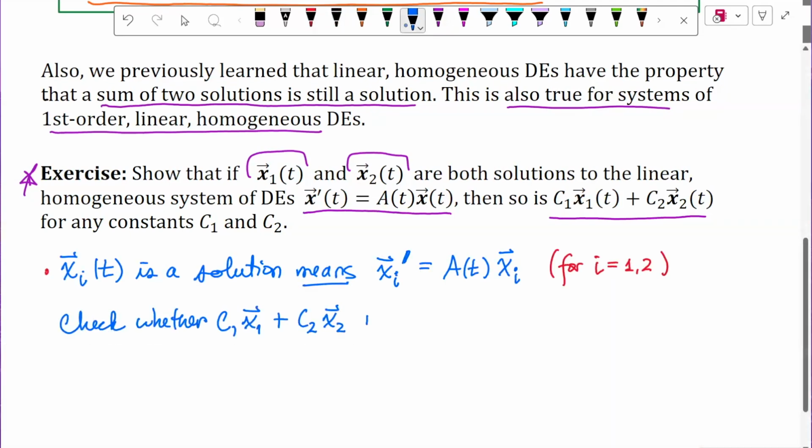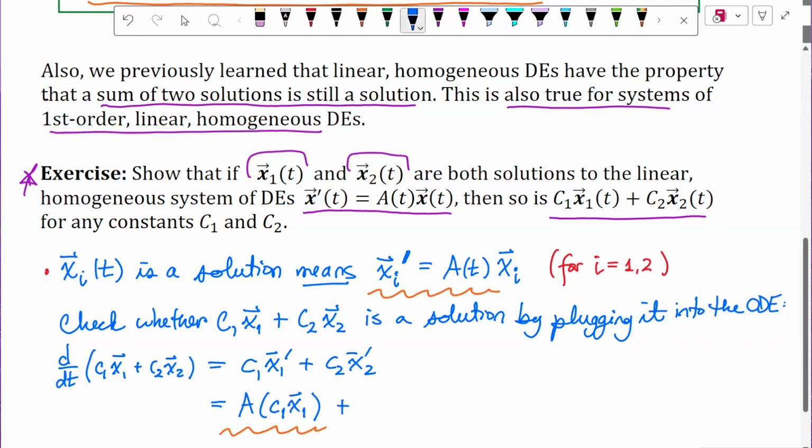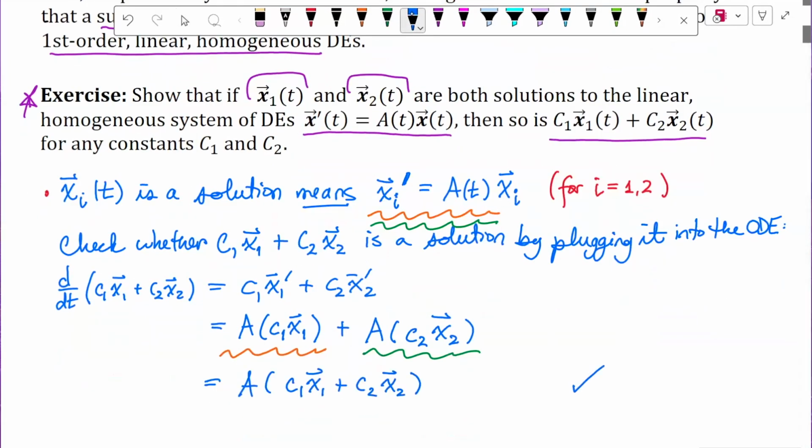Because both the operations of differentiation and matrix multiplication are linear, we can easily see that any linear combination of solutions to this ODE will also be a solution. Let's go to the next page.